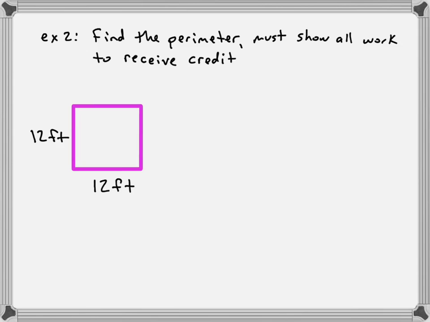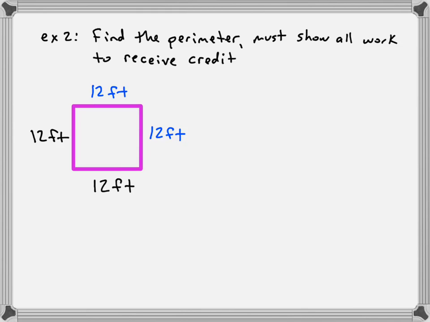Again, we have the same directions, find the perimeter, and you must show all work to receive credit. So again, we look at this, it's a square that is 12 by 12. If the left side is 12 feet, the right side is also 12 feet, so I'm going to go ahead and label that as part of showing my work. If that bottom side is 12 feet, the top side is also 12 feet. Since it is a square, all four sides are equal. This is all part of showing work.